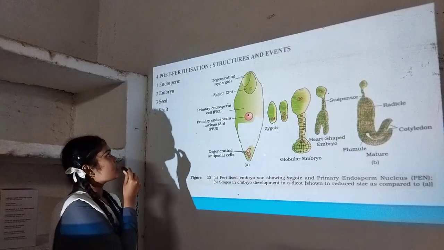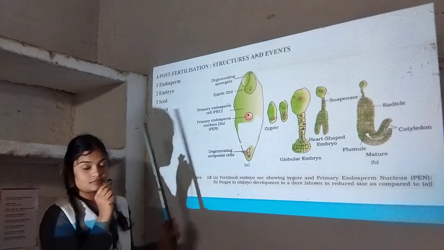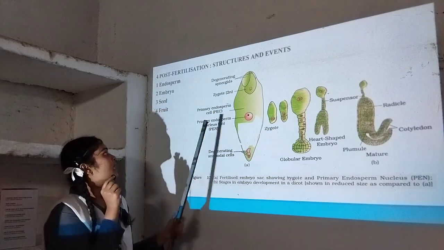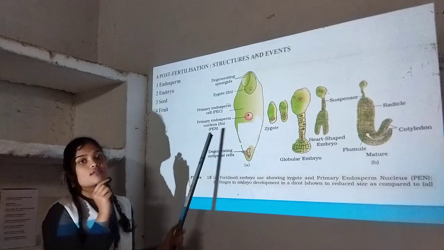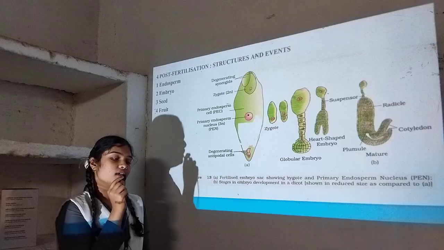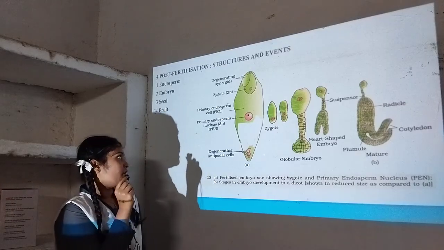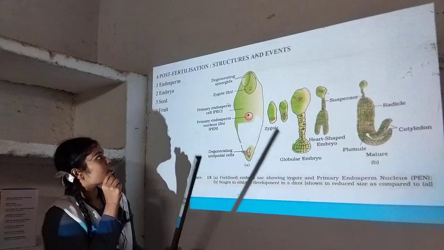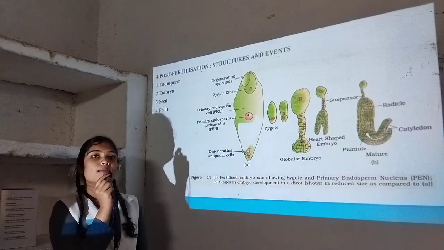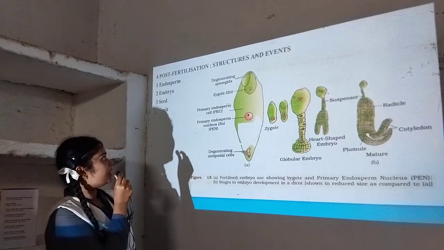Now, the post-fertilization structures and events. First is the formation of endosperm. In the formation of endosperm, the primary endosperm nucleus will go for free nuclear division. The example of free nuclear division is the coconut water, and then after the free nuclear division it will form the primary endosperm cell, and the example of the primary endosperm cell is the white kernel of the coconut.